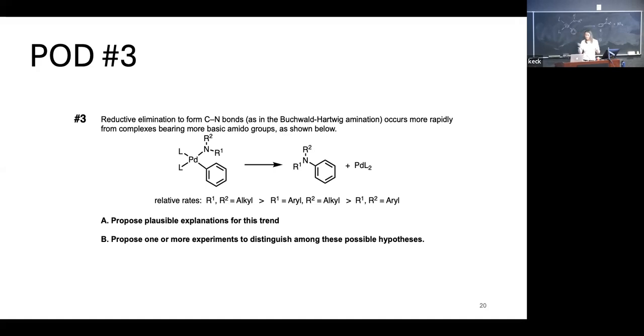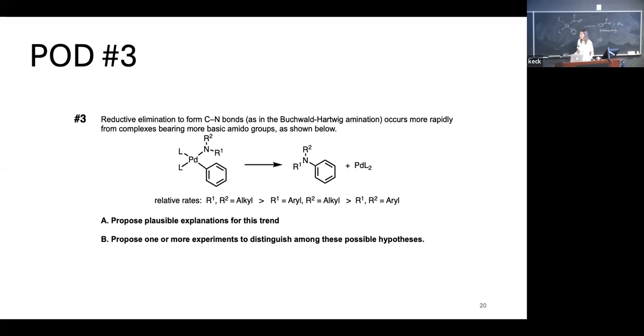Yeah, that's point number one, that the amines with alkyl groups are more nucleophilic. So it's going to be easier to do the attack on the ipso carbon of the carbon group. That's actually written down. So the nucleophilicity of the alkyls is going to make the reductive elimination faster, because you have more donation into the ipso carbon that you're going to reductive eliminate with. That was point number one. Great.